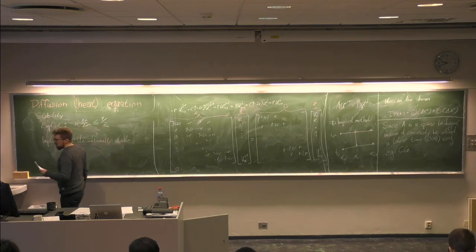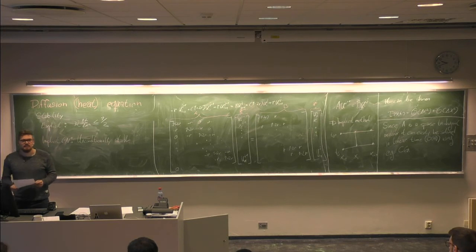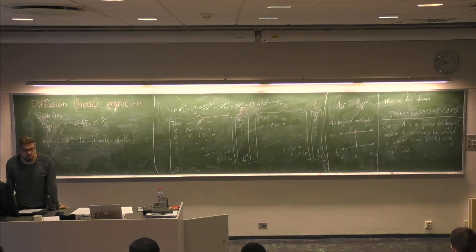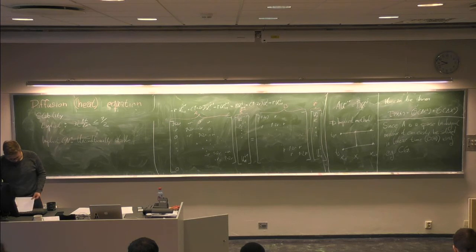So you can, in essence, pick delta t and delta x, the grid spacing, so to speak. You can pick it as you want, within reasonable limits, of course. I mean, you still have the truncation error to keep track of.